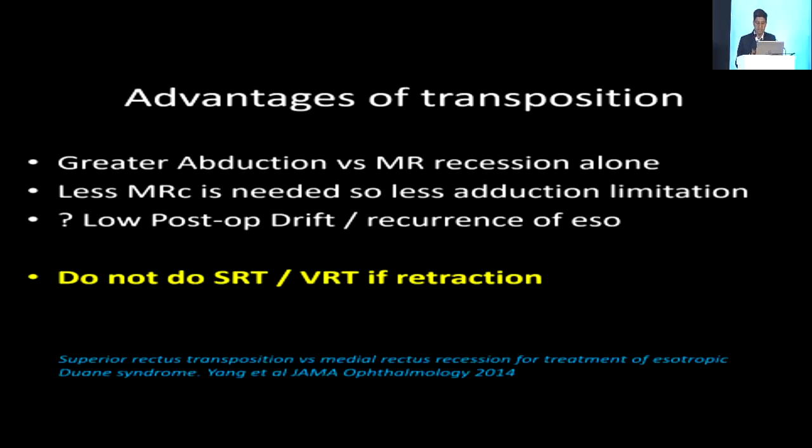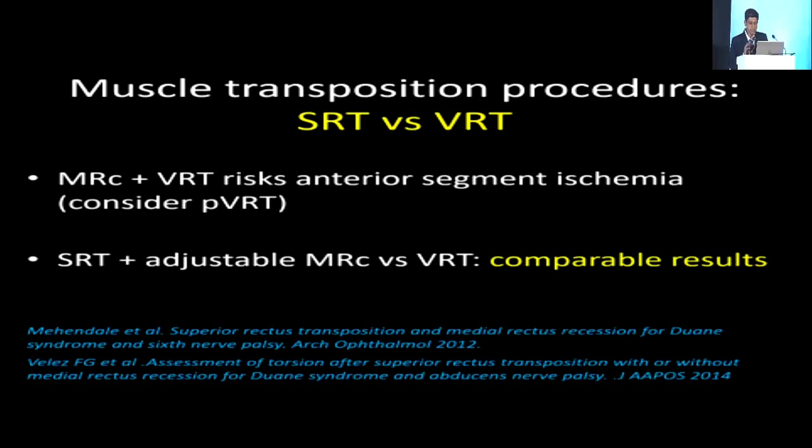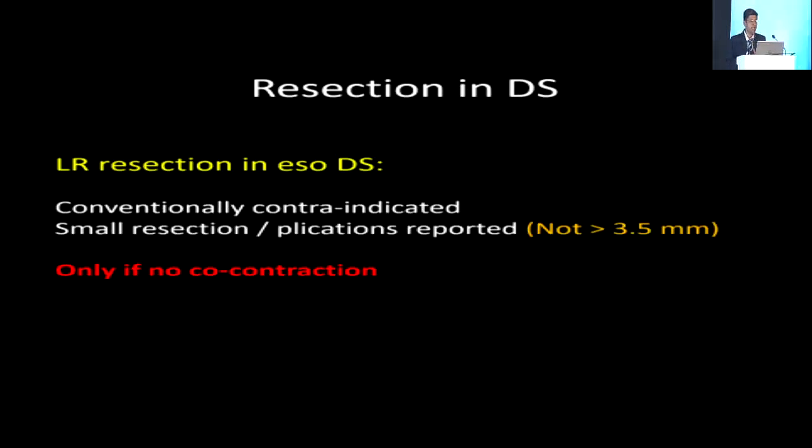Possibly you may have less post-operative drift or recurrence of the eso, but do not plan SRTs or vertical transposition if there is significant retraction. In fact, at that point, you may have to do a lateral rectus recession. We've done SRT with adjustable medial rectus recessions versus both vertical rectus transpositions. The results were comparable, and therefore you could choose either.